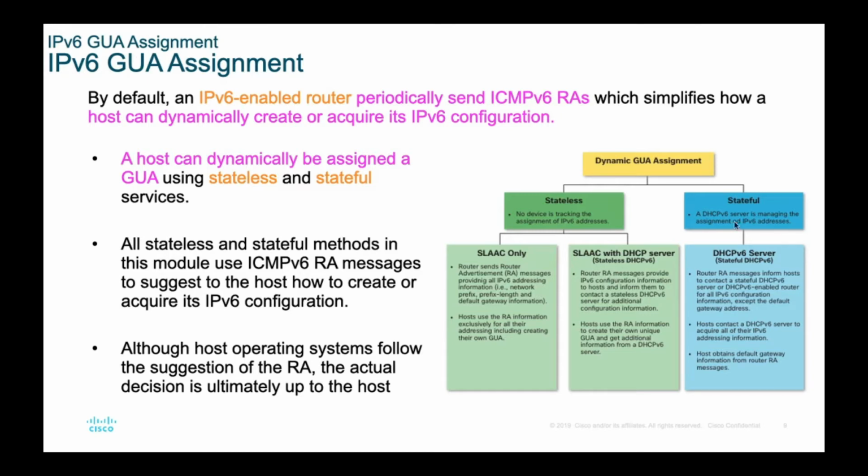For a stateful DHCP server, it configures everything. But without a DHCP server, we have SLAAC only, which means it just configures the IP address and the gateway only. That's all. It doesn't need to know about DNS and so on.